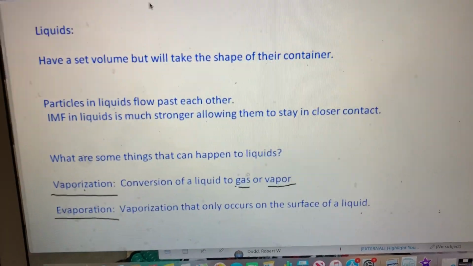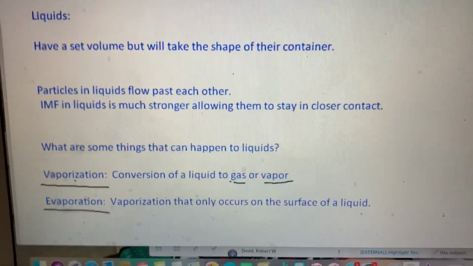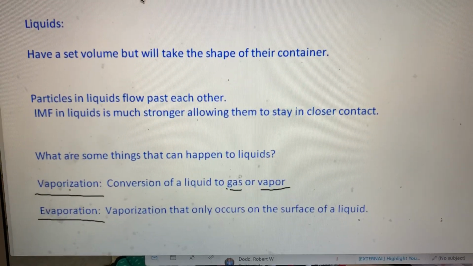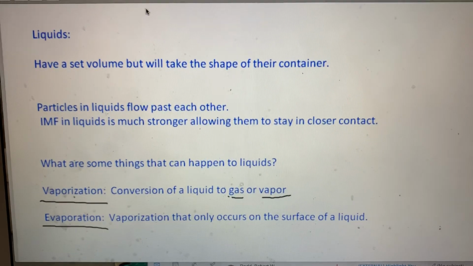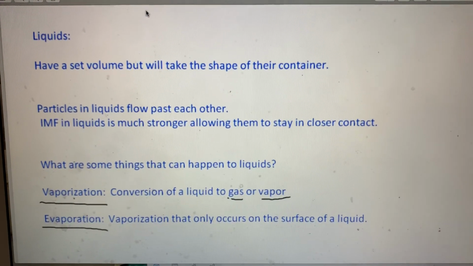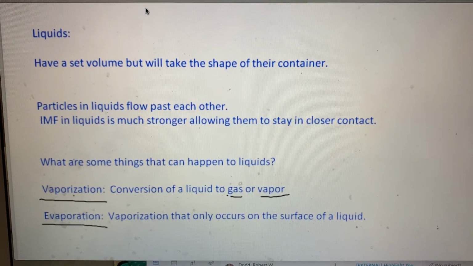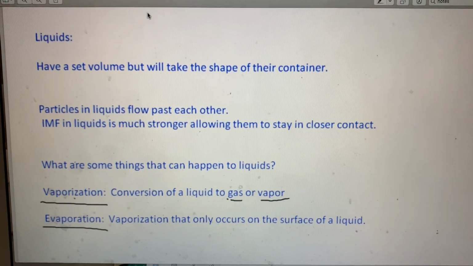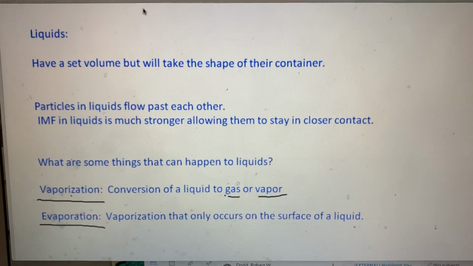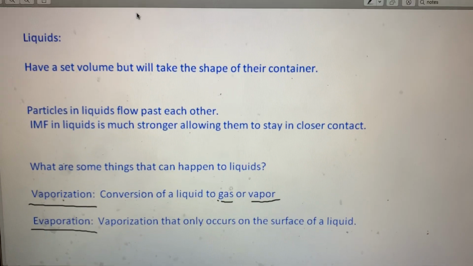As I mentioned before, we're going to be spending a lot of time on gases later, but now we just want to talk a little bit about liquids. Liquids have a set volume, all right, but are going to take the shape of their container, and you guys know that from all the times you dealt with liquids. All right, the intermolecular forces in liquids are much stronger than those in gases, and that's why they are staying together, all right?